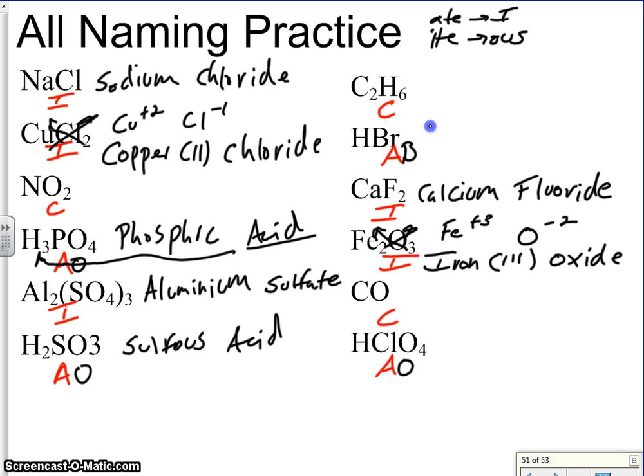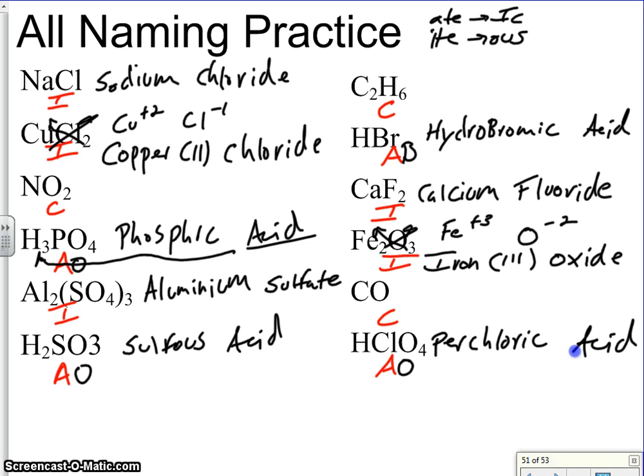HBr, binary. So remember, binary, we always have our prefix hydro. We name the element, which is bromine, to bromide, and bromide turns into bromic, and then we add acid as our second name, so hydrobromic acid. And then our last one, HClO4, again oxyacid. ClO4 is perchlorate, ate goes to ic. There should be a C there. There we go. Perchlorate turns into perchloric, and we add the ending acid.